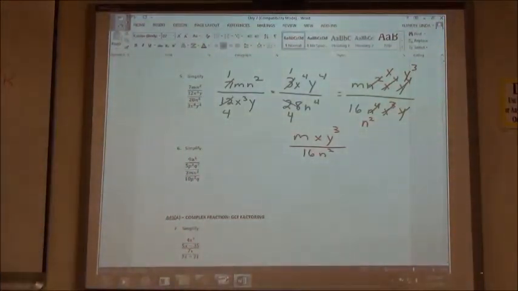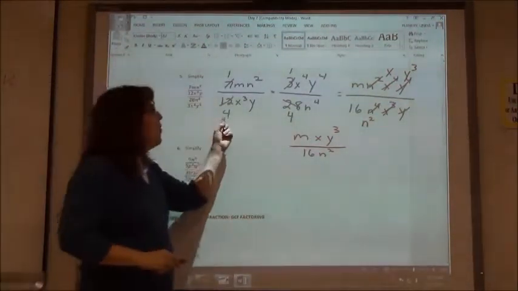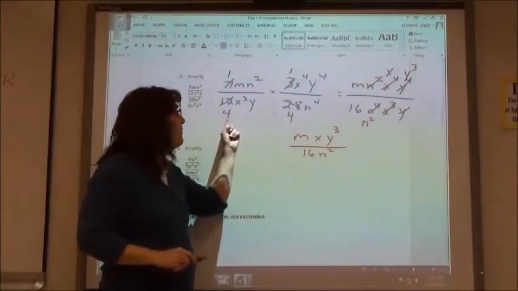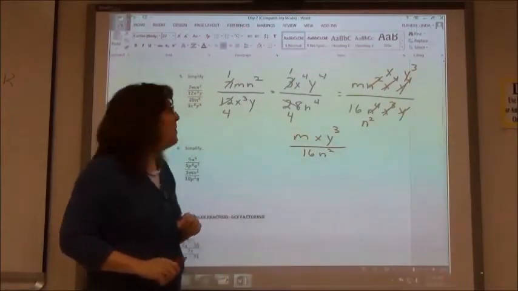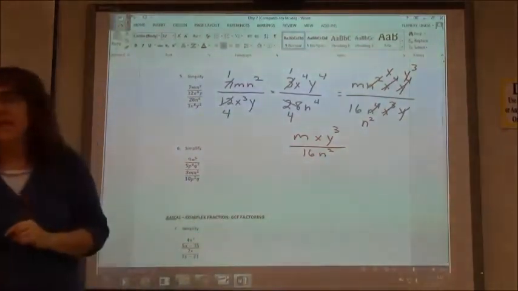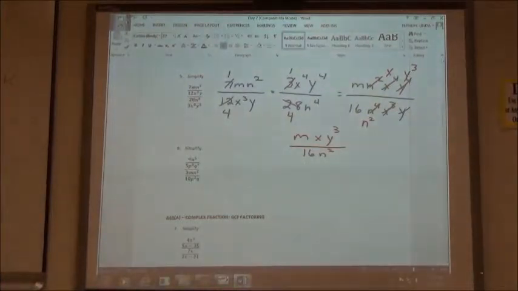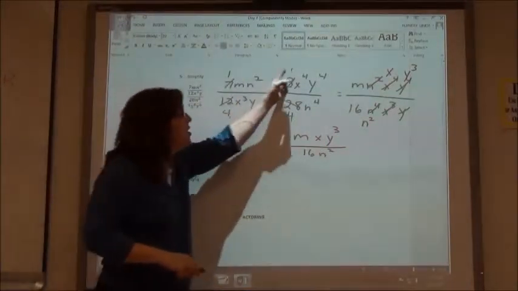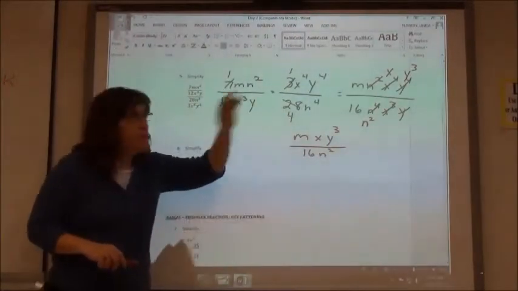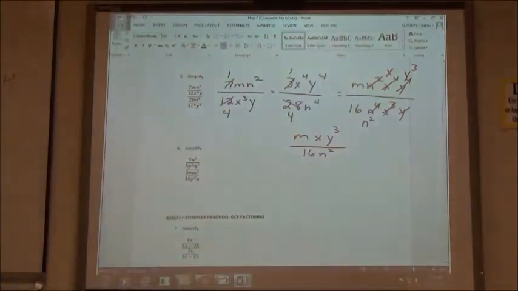A 16? Yep. 4 times 4, right? Oh, you multiply them on the bottom? They're on the bottom, aren't they? Okay, yeah. Because on the tops I just had 1s. On the bottoms I had 4 times 4. So that's 16s down there on the bottom.